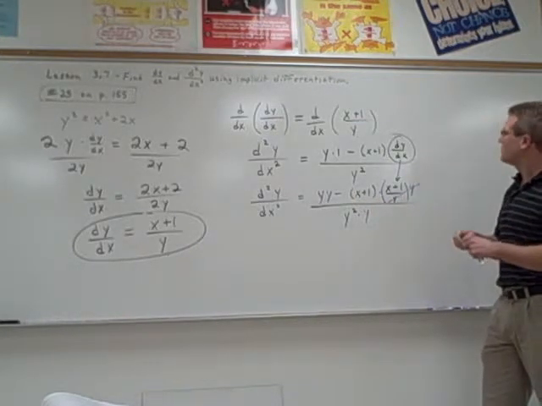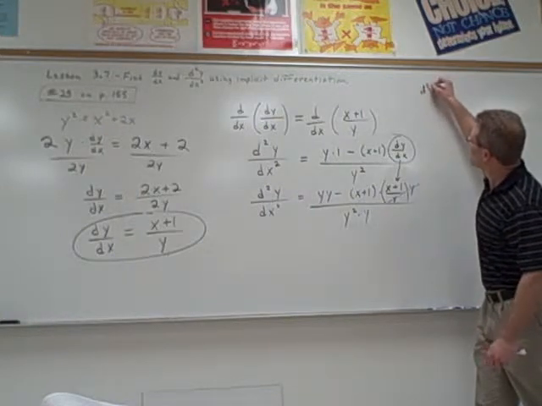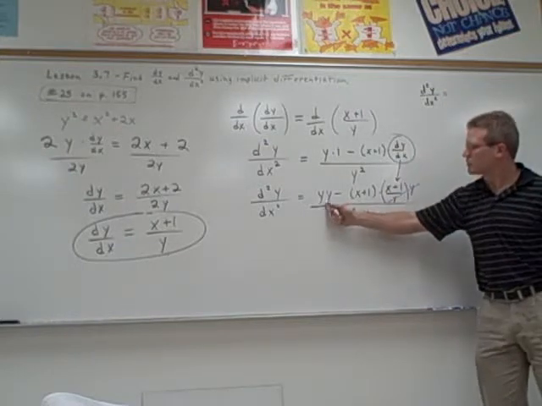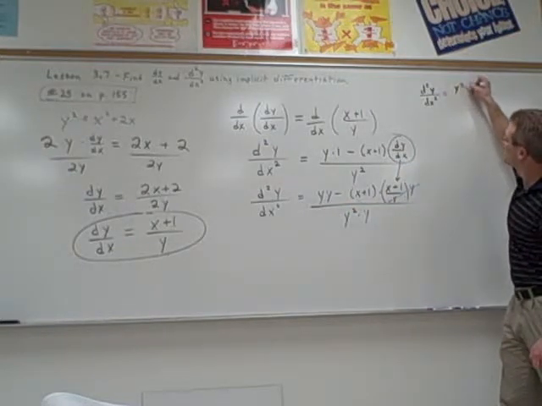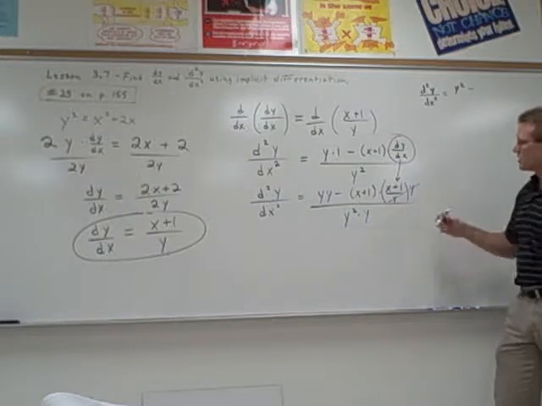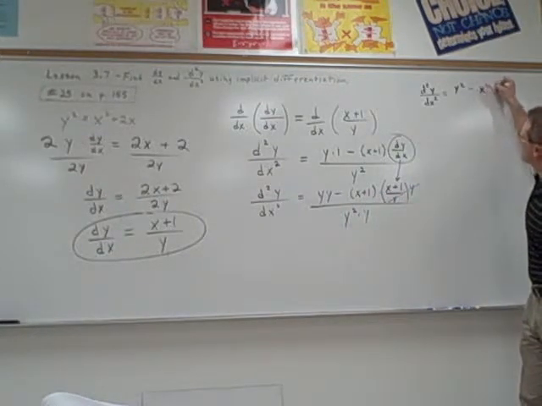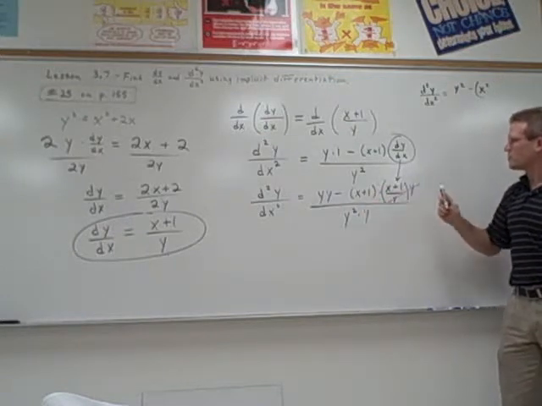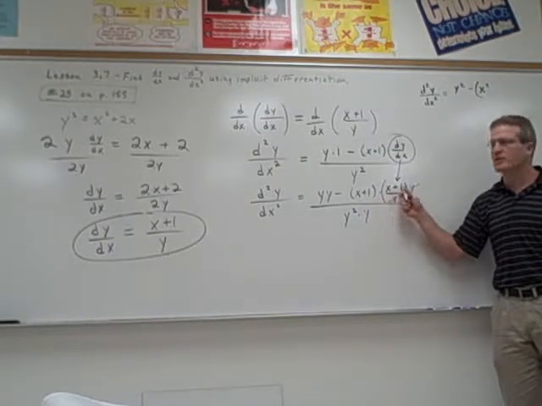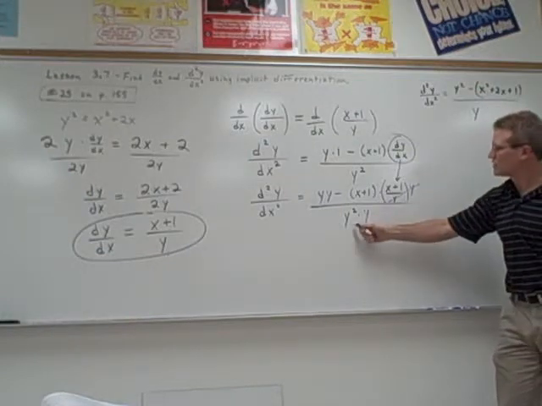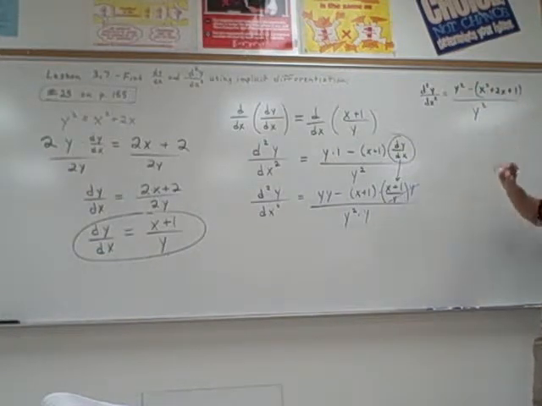So then that would leave me with the second derivative of y with respect to x equals y squared minus, now I'm going to FOIL this out, so x times x would be x squared, x times 1 would be 1x, 1 times x would be another 1x, that would be 2x, and then 1 times 1 would be 1, over y squared times y would be y to the third.